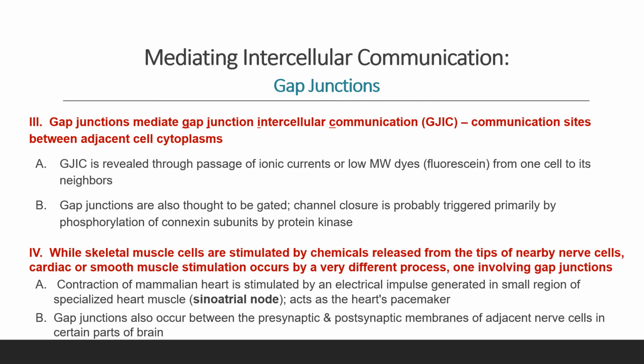So while skeletal muscle cells are stimulated by chemicals released from the tips of nearby nerve cells, cardiac or smooth muscle stimulation occurs by a very different process, one involving your gap junctions. So for example, contraction of the mammalian heart is stimulated by an electrical impulse generated in the small region of specialized heart muscle, the sinoatrial node, which acts as the heart's pacemaker. And gap junctions also occur between the presynaptic and postsynaptic membranes of adjacent nerve cells in certain parts of the brain.